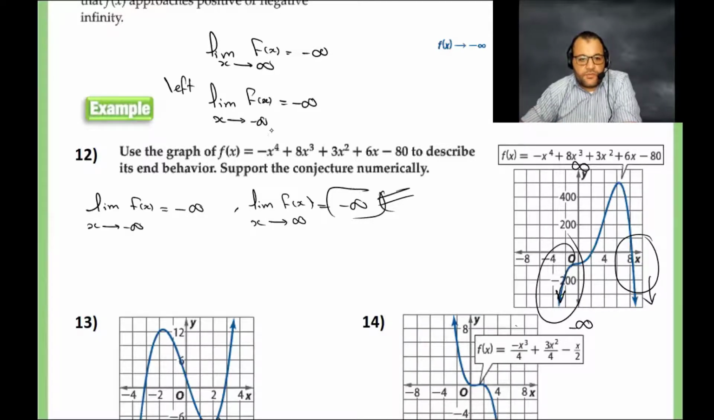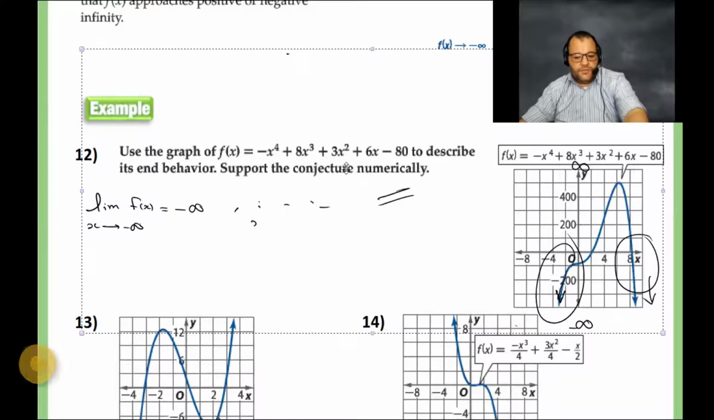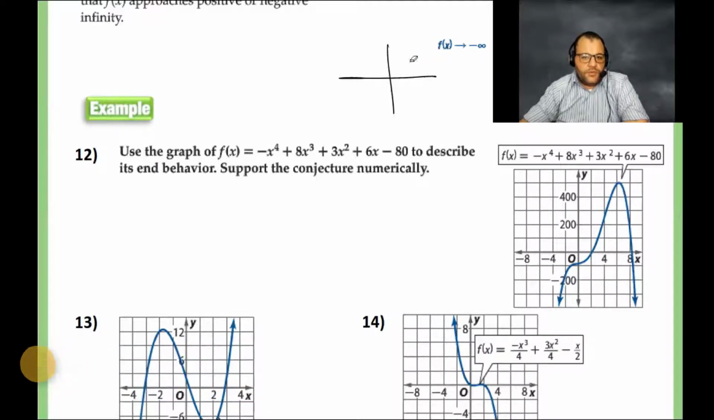Sir, can you explain it again? Which one? The same question, this one. Yeah. For any function, you need to study from left and from right. Again for this one. For example, we have a function like that. What happens to the function from the left side? The function is going up, positive infinity. From the right side, it's going down.